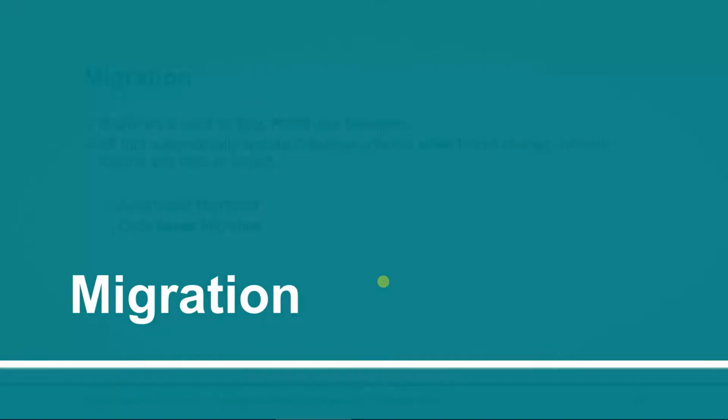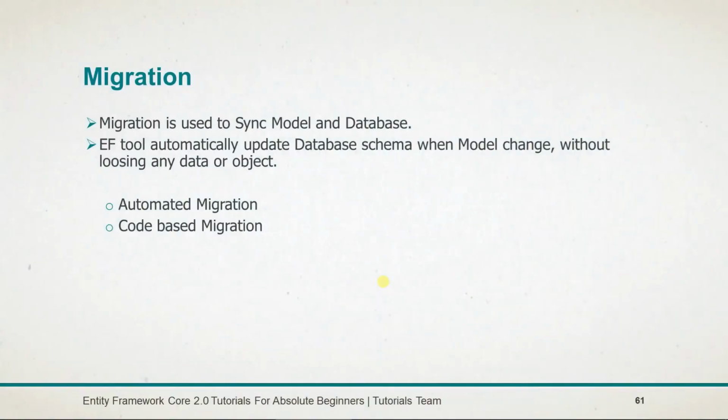Entity Framework includes a tool that automatically updates the database schema when the model changes without losing any data or objects. There are two ways for the migration: automated migration and code-based migration.